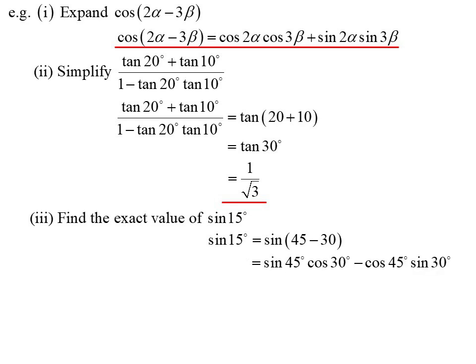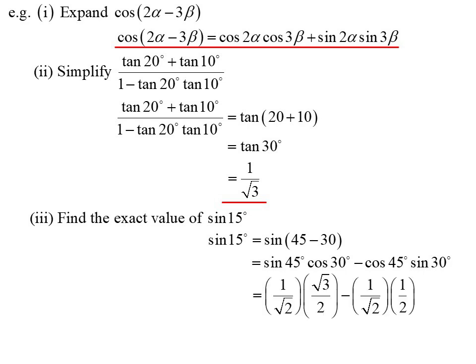Sine: sine cos, cos sine. If it's the sine, it's the sine. Then we substitute in those ratios that we know. Tidying that up, we have an exact value for the sine of 15 degrees.